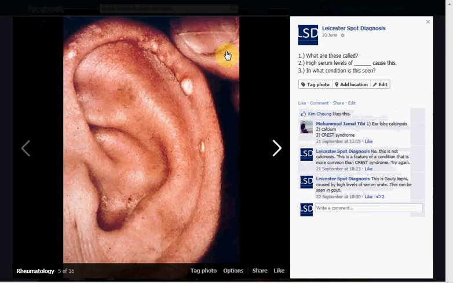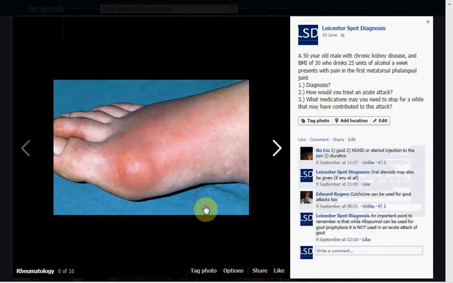Next case. What are these called? These lesions in the helix of the ear. These are called gouty tophi. High serum levels of urate cause these, and these are seen in gout. You may also see them on the phalanges as well.